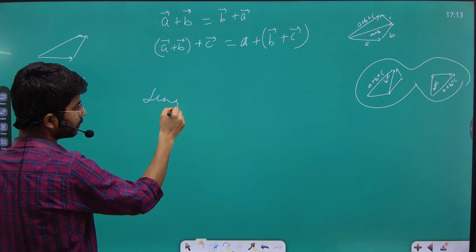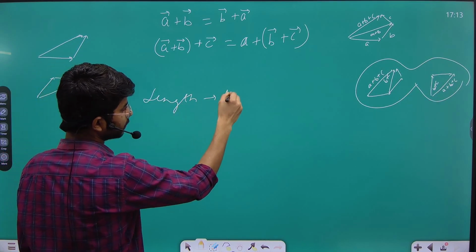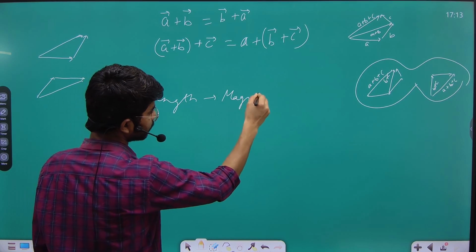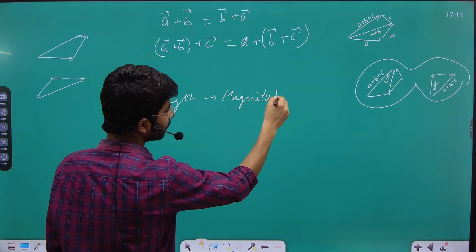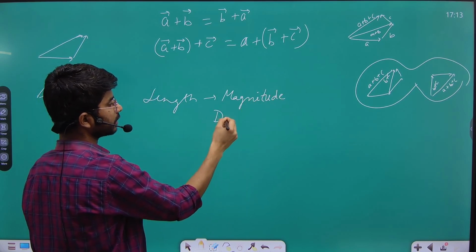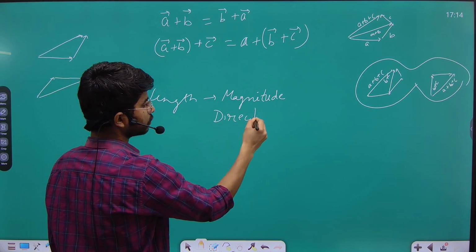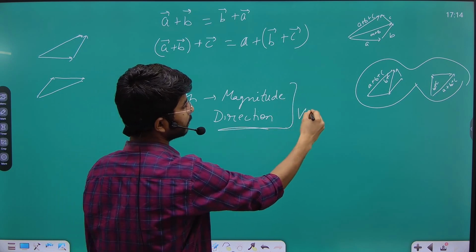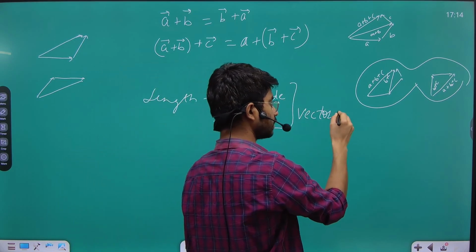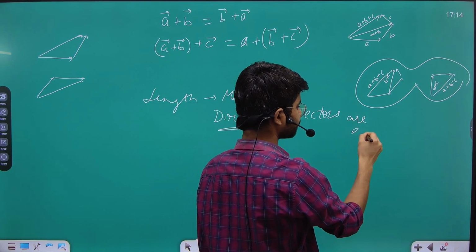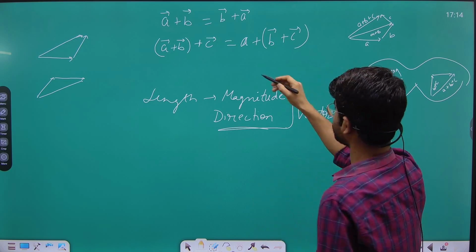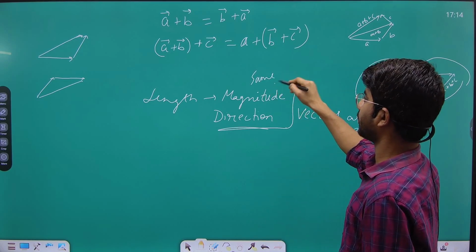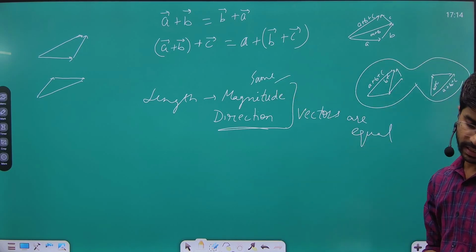Length of the vector is said to be the magnitude of that vector. And another is the direction of the vector. So if these two are the same, that means the vectors are equal. When you have the same magnitude and direction, then the vectors are equal.